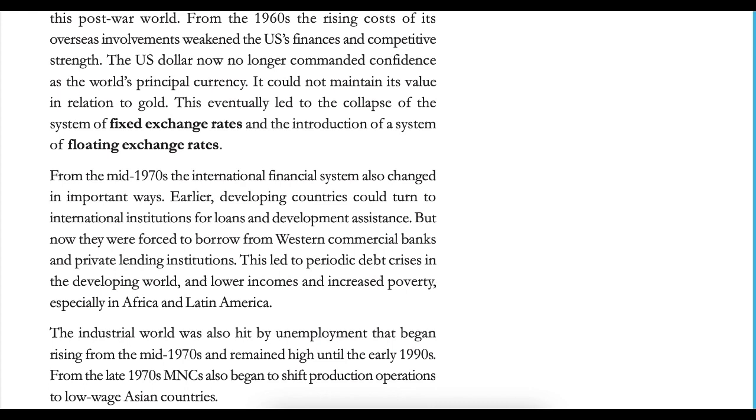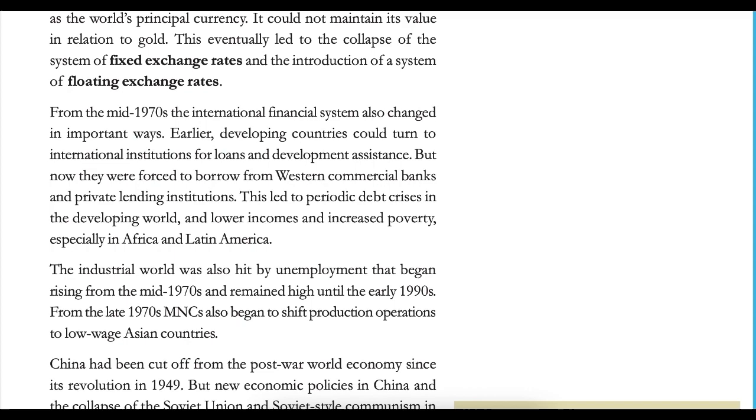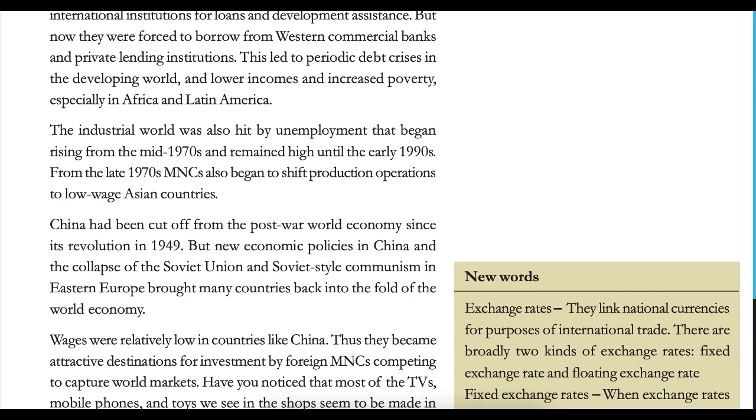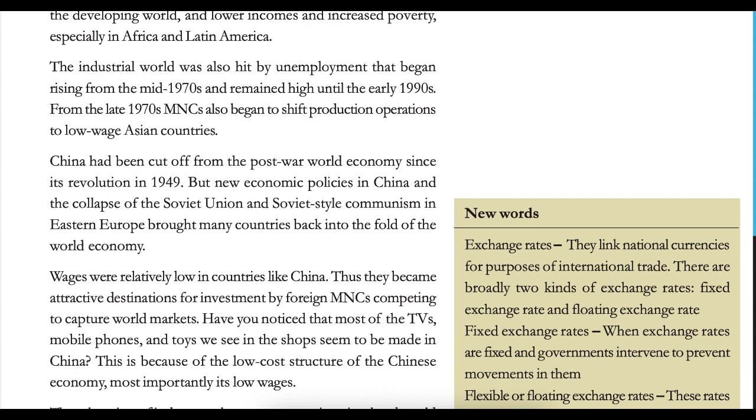This eventually led to the collapse of the system of fixed exchange rates and the introduction of a system of floating exchange rates. From the mid-1970s, the international financial system also changed in important ways. Earlier, developing countries could turn to international institutions for loans and development assistance. But now they were forced to borrow from Western commercial banks and private lending institutions. This led to periodic debt crises in the developing world and lower incomes and increased poverty, especially in Africa and Latin America. The industrial world was also hit by unemployment that began rising from the mid-1970s and remained high until the early 1990s.